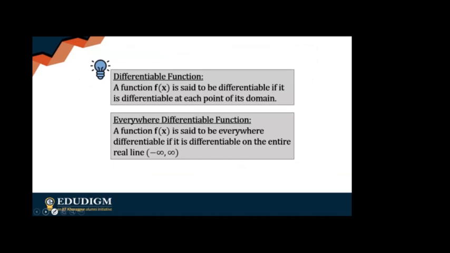Before that, obvious things, just like continuity: a function is differentiable if it's differentiable at each and every point of its domain. Now this is very important. So what is the difference? Here we have taken the domain. Here it's the entire real number line. So this is everywhere, and these are simply generally differentiable functions.